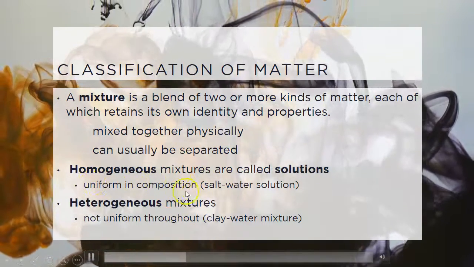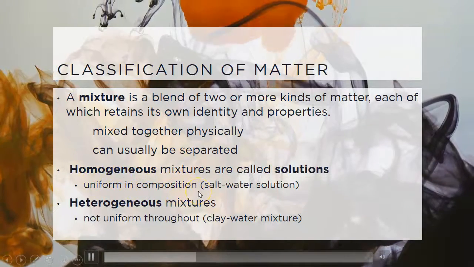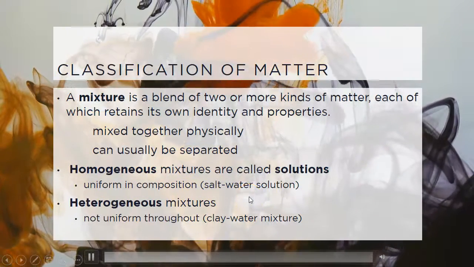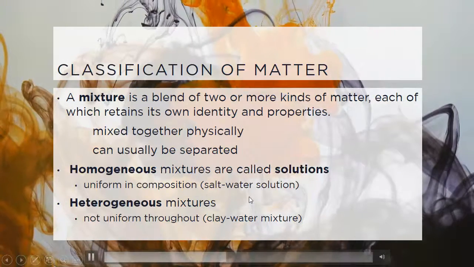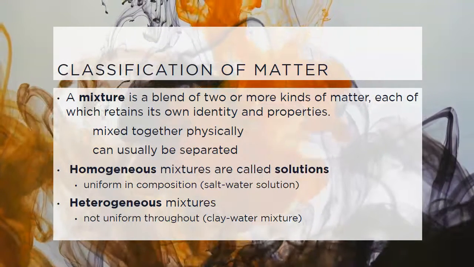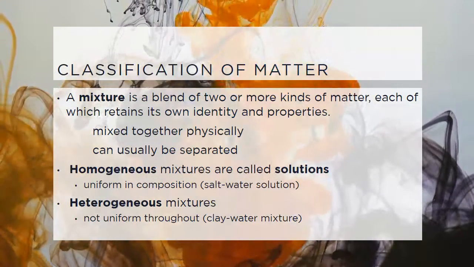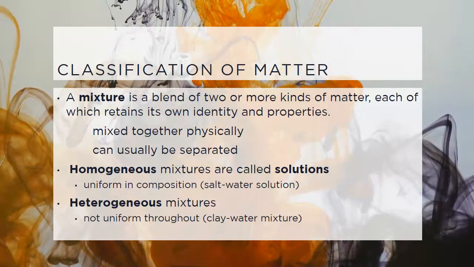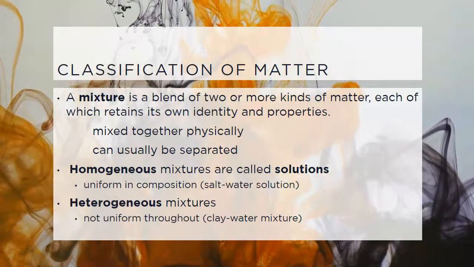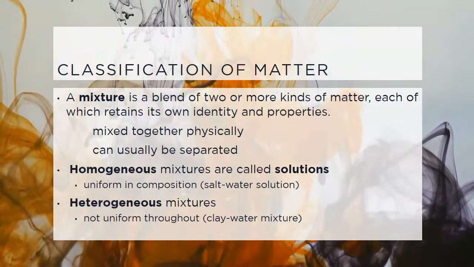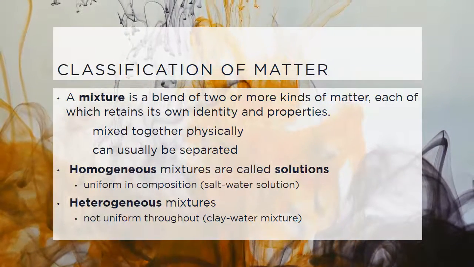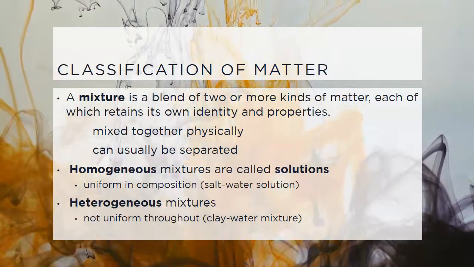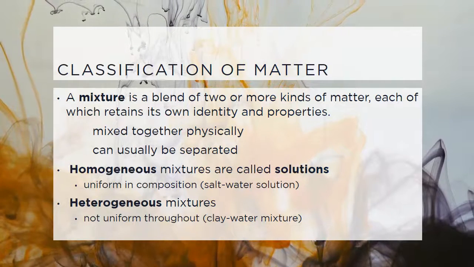Homogeneous means they're uniform throughout. So in other words, if I take a sample, like if I had a jar of Kool-Aid, if I mixed it well enough, the first cup I pour out should taste just the same as the last cup. But if I have something heterogeneous, like a clay water mixture, the first glass I pour out of the pitcher is not going to be like the last glass because there's going to be a lot more clay. Same with sand. Sand doesn't mix well.